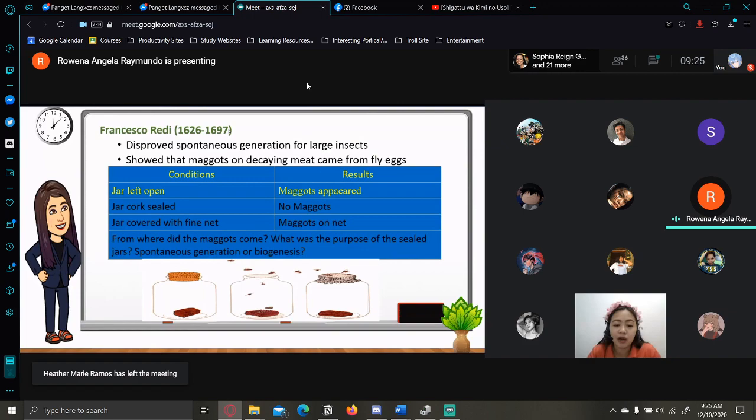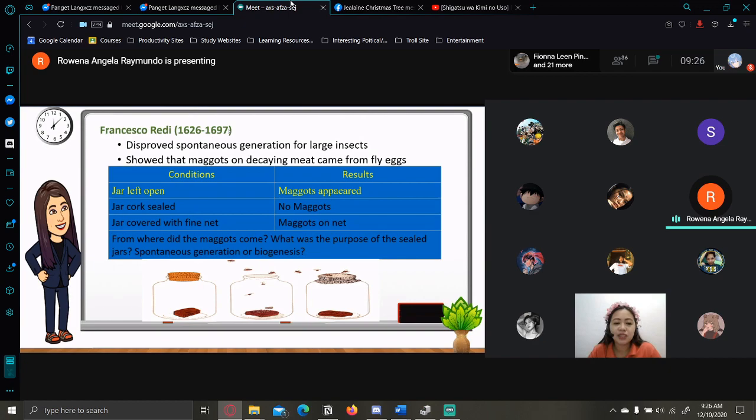So what's the result of his experiment? The jar with cover, of course, nilagyan niya ng meat sa loob, hindi siya nagkaroon ng maggots. Yung jar that he left open, nagkaroon ng maggots. And the jar that he covered with a mesh wire, no maggots appeared. But on top of the mesh wire, the maggots are in there, on the top of the mesh wire.